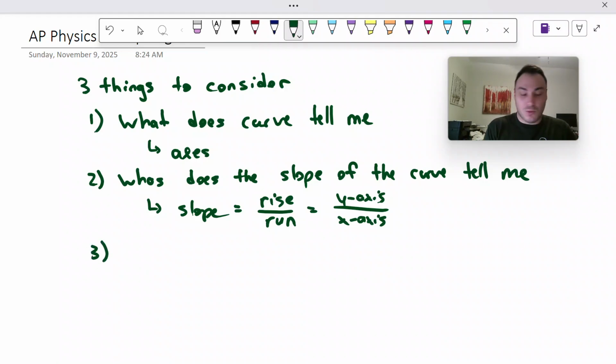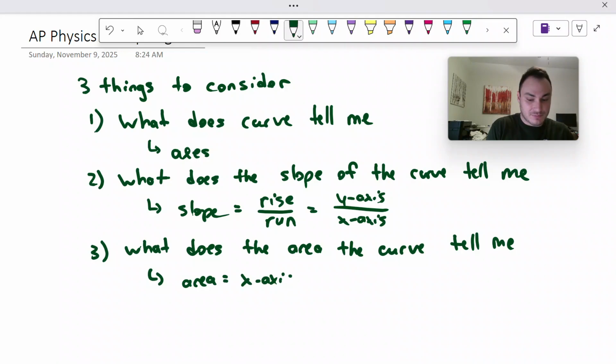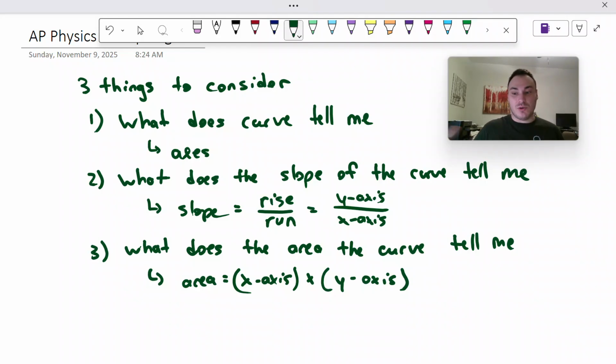And lastly, the third one is, what does the area under the curve tell me? To get the area under the curve, you are going to be multiplying the 2 axes. So area is going to be x-axis times your y-axis. If you multiply the 2 axes together, does that get you something? Does that lead to a new variable?